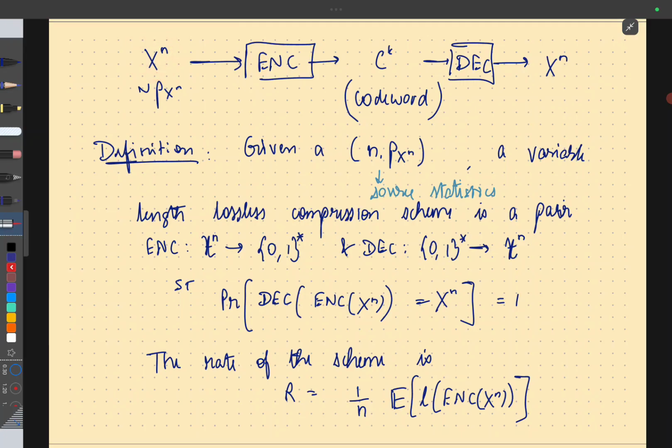can depend on the source sequence. So it's a variable length compression scheme that we're looking for. And the goal is to come up with this encoder and decoder, or compressor and decompressor, that minimizes the expected length of the compressed sequence. Or in other words, which minimizes the rate, which is the normalized expected length. And we're looking for variable length compression schemes with zero error. So in other words, when you decompress the compressed sequence, you should recover the original source sequence with probability 1.